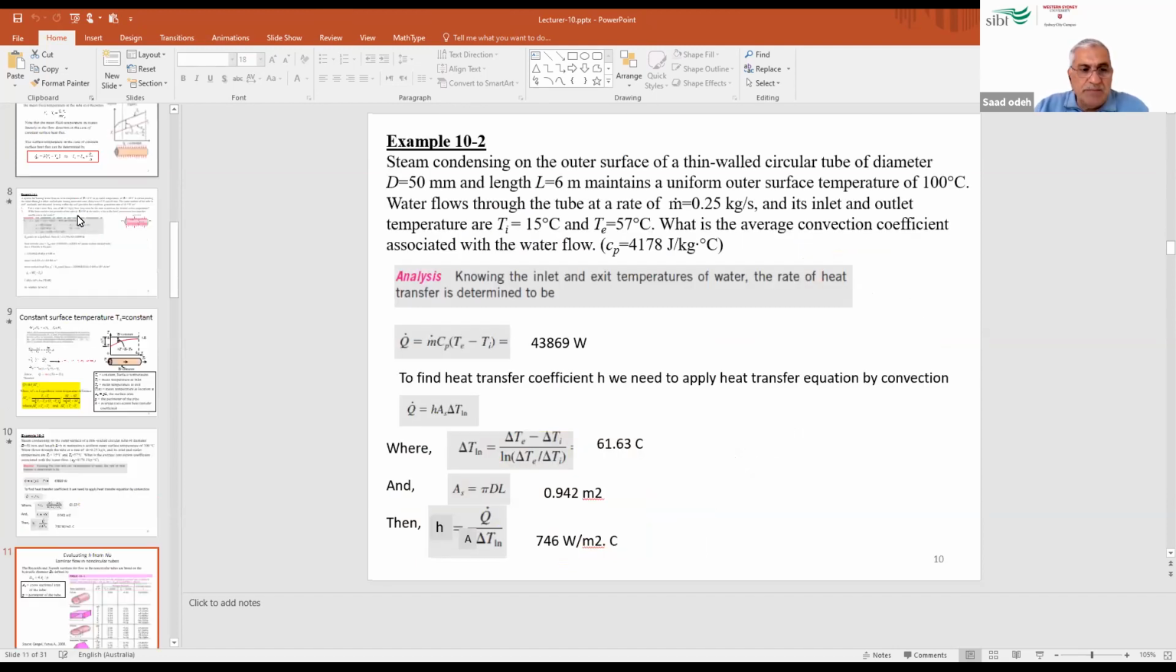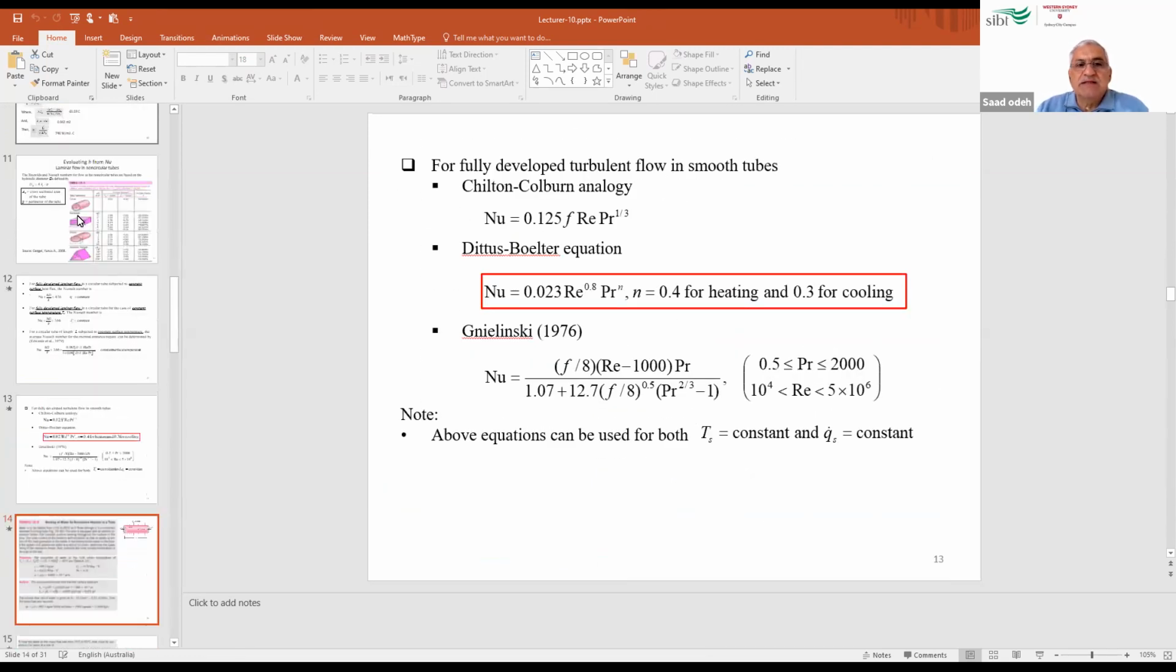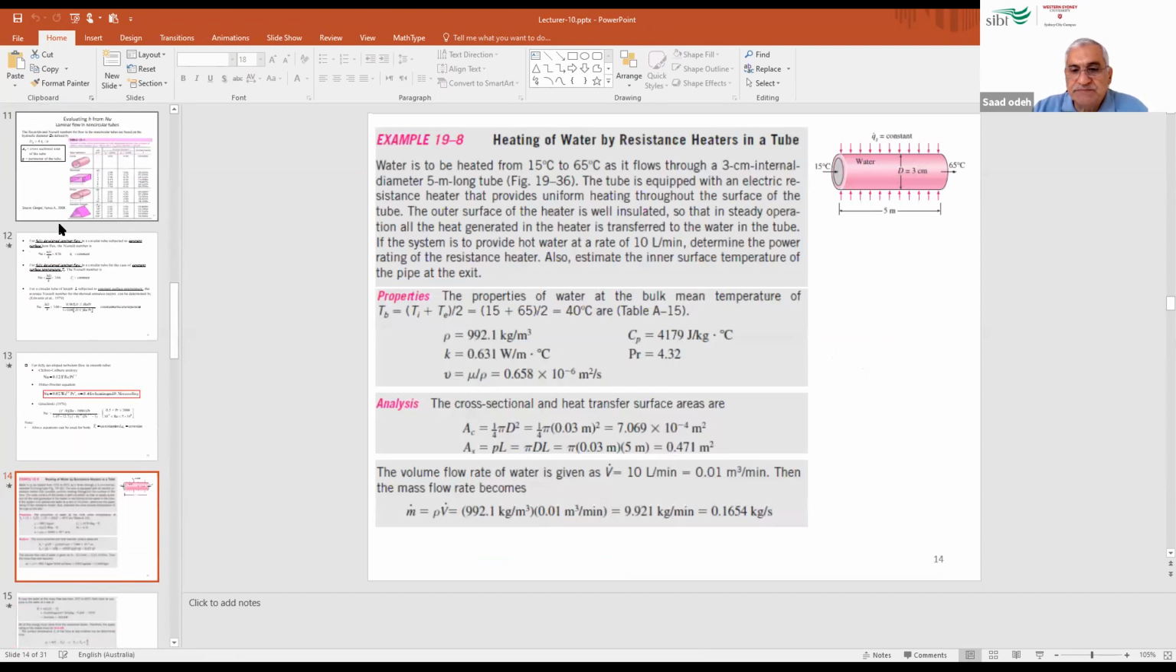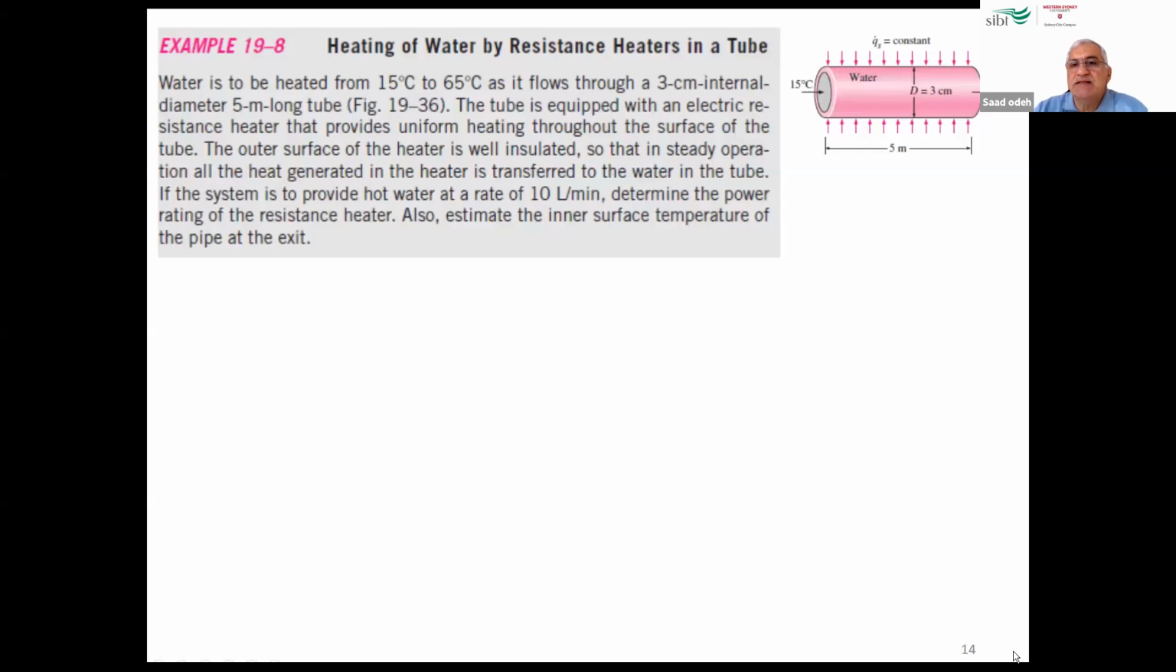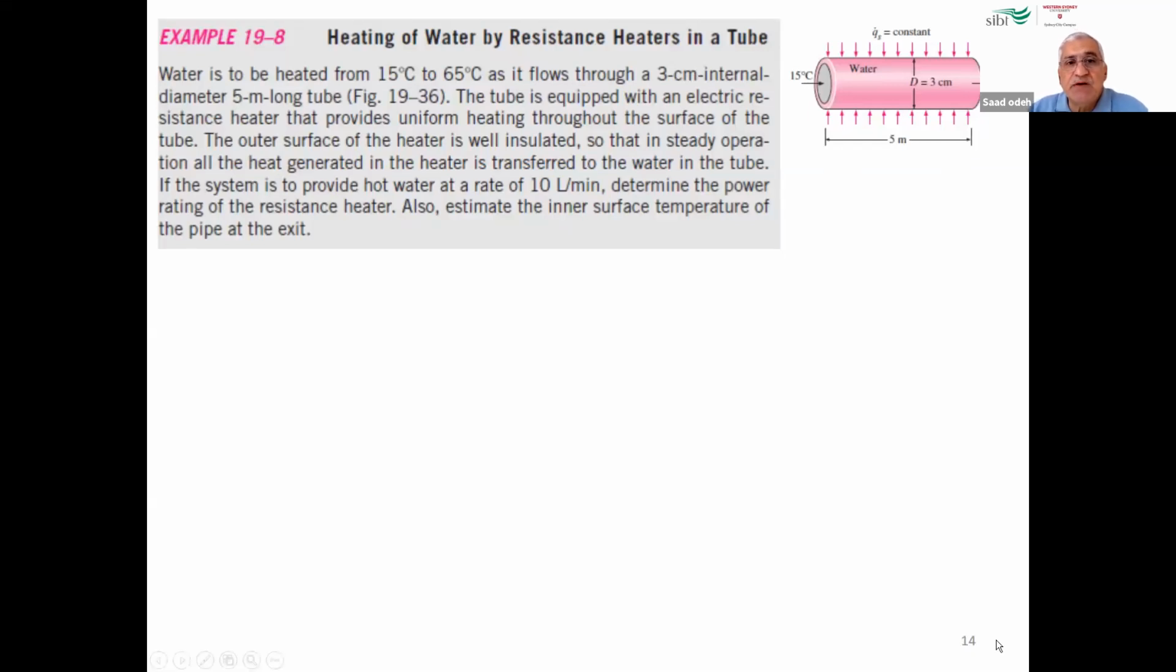Now, let's apply this on the example. The first example here deals with constant heat flux on the surface. In this example, water is heated from 15 Celsius to 65 Celsius. We have been given the internal diameter of the tube, which is 3 centimeters, as you can see, and the length of the tube is also given.